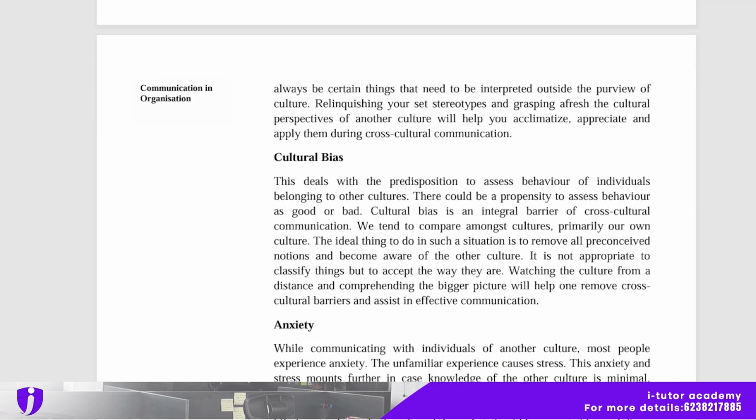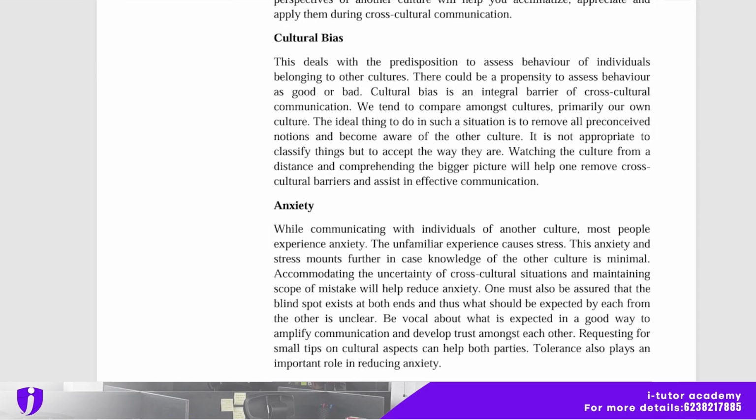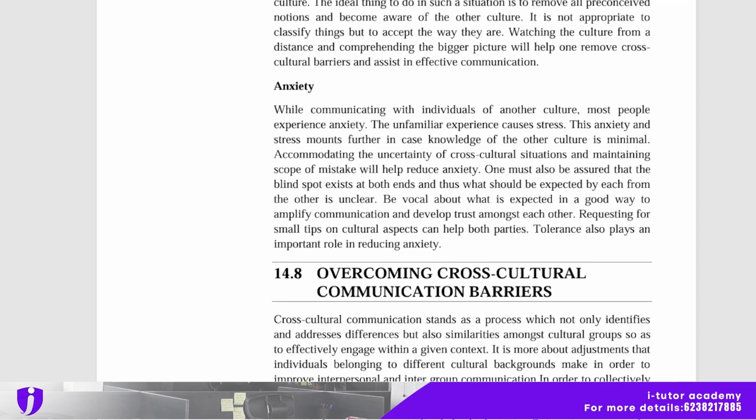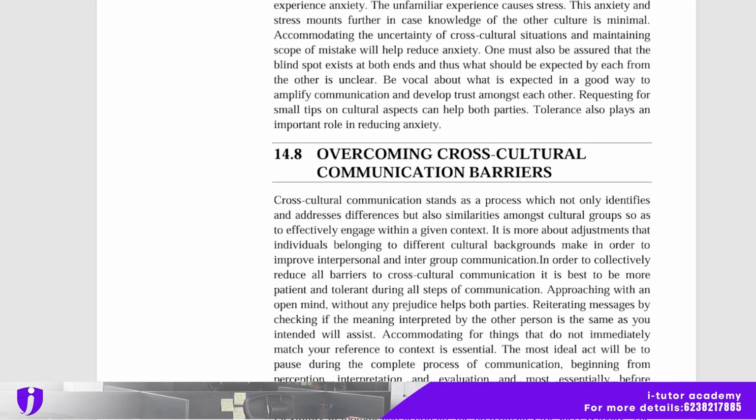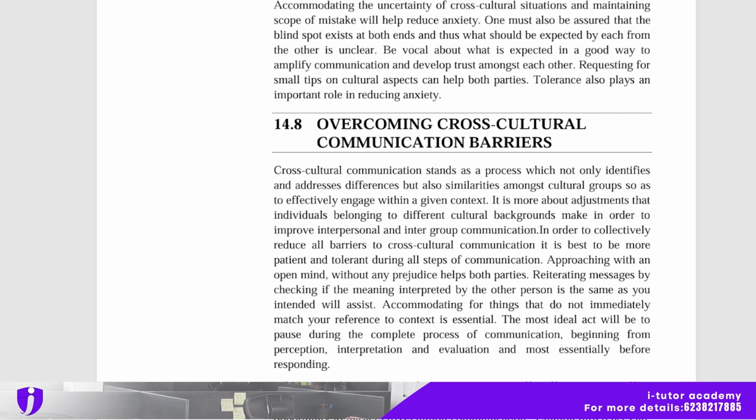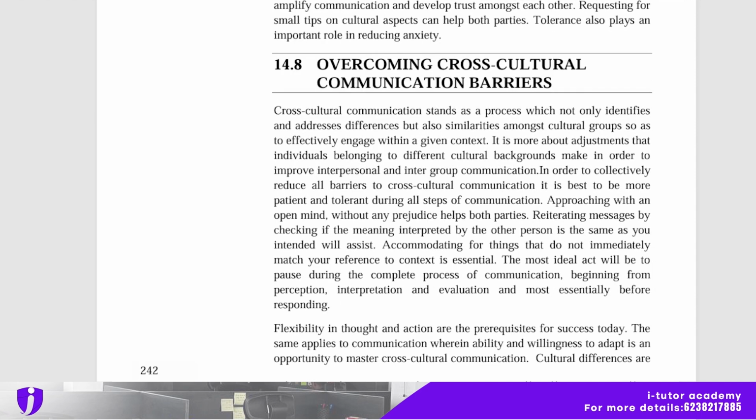other cultures. Anxiety. While communicating with an individual of another culture, most people experience anxiety. The unfamiliar experience causes stress. This anxiety and stress mount further in case the knowledge of the other culture is minimal. Next is overcoming cross cultural communication barriers. Cross cultural communication stands as a process which not only identifies and addresses differences but also similarities among cultural groups so as to effectively engage with a given context.